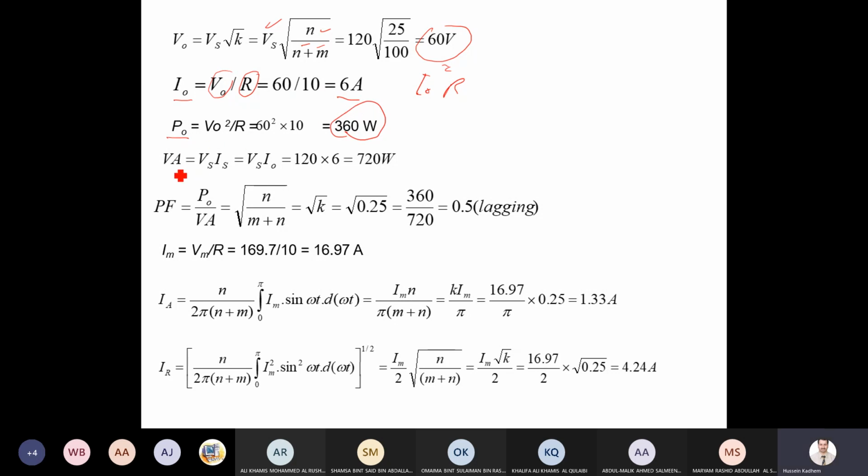Now next is to find the input, because I need to divide them. P out over the volt ampere of input. Input voltage is 120, he gave it to me. And input current will be assumed the same current, because we usually deal with the circuit as an ideal circuit. I mean lossless, the same current input, the same current output, which is 6. I have the input volt ampere. When I divide them, 360 over 720, it will give the power factor.